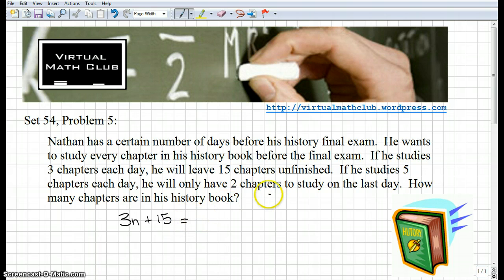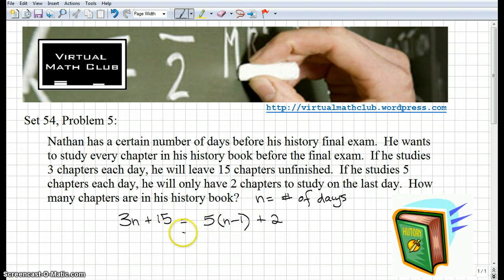And the second statement says that if he studies 5 chapters a day, he'll have 2 chapters to study on the last day. So what that tells us is, if I let n be the number of days before his history final, then every day but the last day he studies 5 a day, right? So 5 times one less than the number of days, plus 2 the last day, and that would also equal the number of chapters in his history book. Okay, so both of these statements, 3n plus 15 and 5 times (n minus 1) plus 2, should equal the number of chapters in his history book, and they should be equal, right?